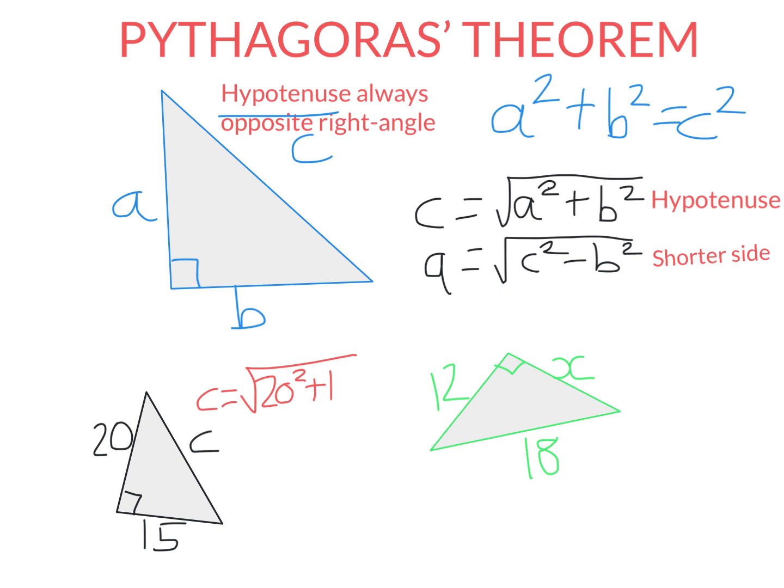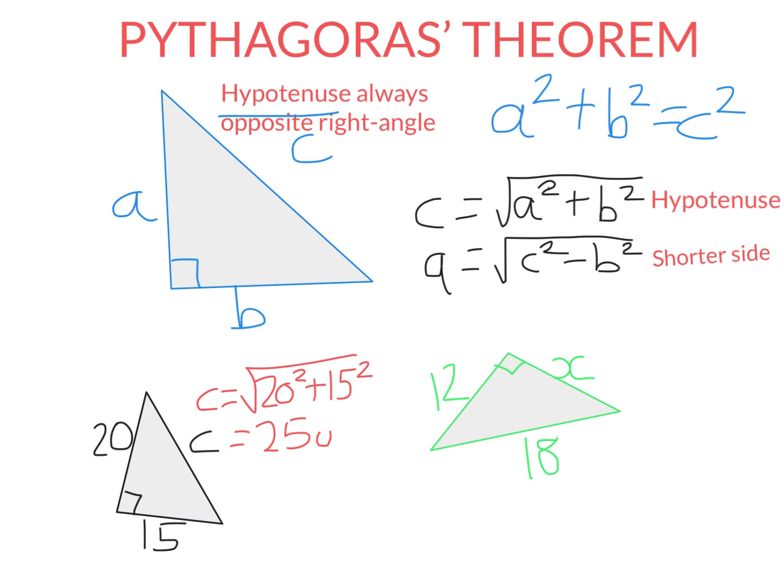Now it doesn't matter here which I call a and which I call b, they're both shorter sides. So you can put this straight in your calculator and you actually get 25. So the length of this side here must be 25. Now if no units like centimeters or meters are written, just write u for units. So c here is 25 units.